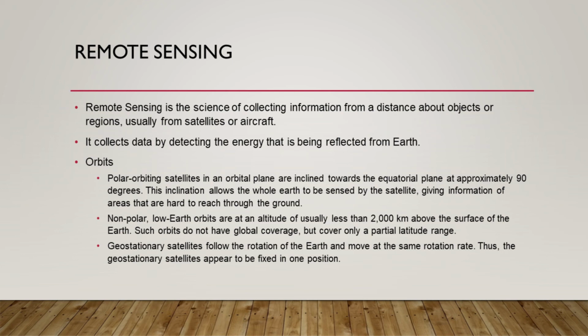The second one is the non-polar. Low Earth orbits are at an altitude of usually less than 2,000 km above the surface of the Earth. Such orbits do not have global coverage but cover only a partial latitude range. The last one is the geostationary satellites, which follow the rotation of the Earth and move at the same rotation rate. Thus, the geostationary satellites appear to be fixed in one position.